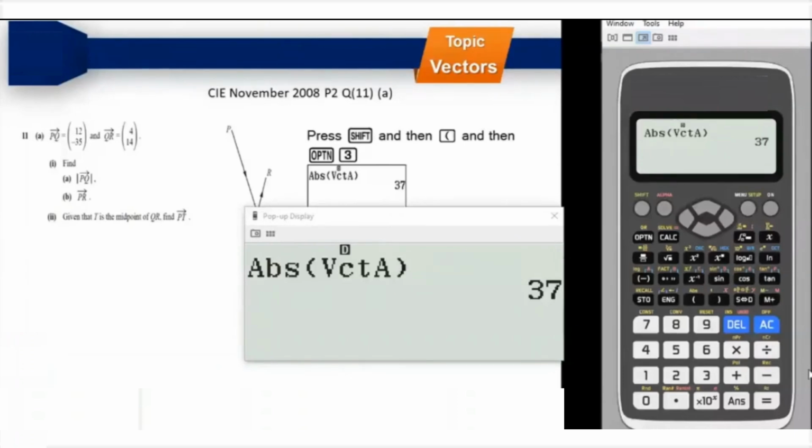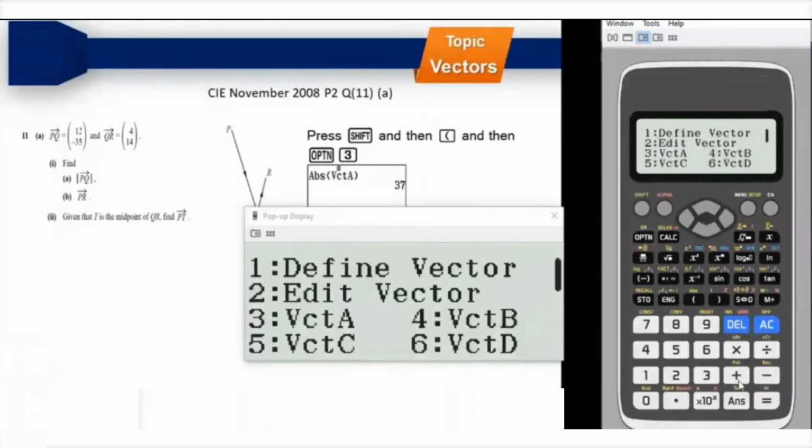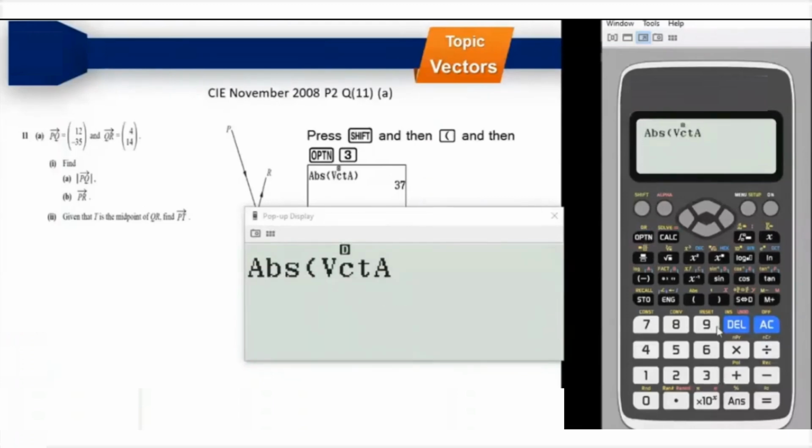But in calculator, once you have defined the vector, all you need to do is press shift, press bracket, press option 3 and bracket close. So you will get the magnitude of vector A. I hope this is clear. All right. So the first part of the question was to find the magnitude of PQ.